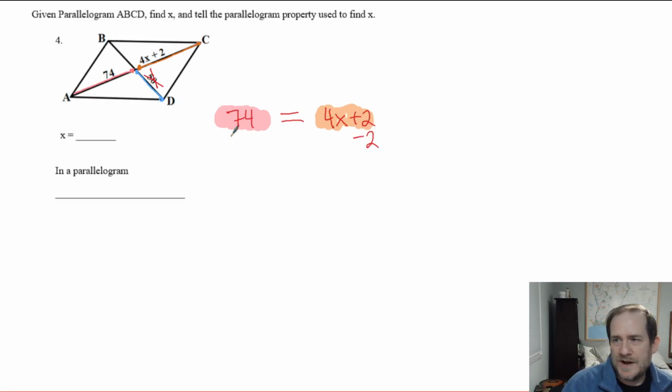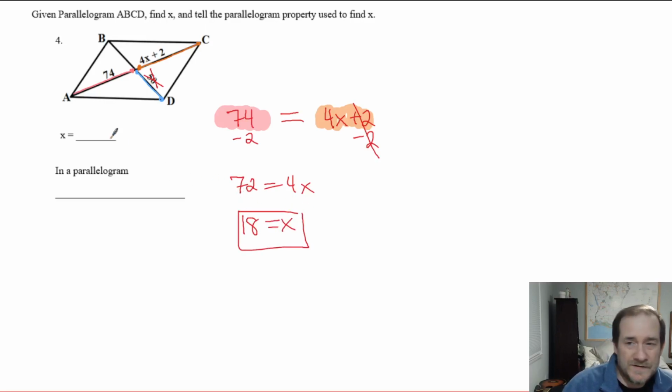We'll solve by subtracting 2 from both sides to get a 72 that is now equal to 4x. Then we'll divide by 4 to get an 18, and that's it. X is 18. And so now it's asking, hey, in a parallelogram, what's the rule that we used? In a parallelogram, the rule that we used is that the diagonals bisect each other.